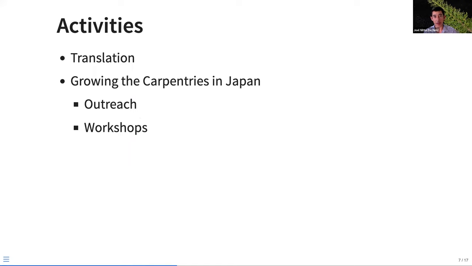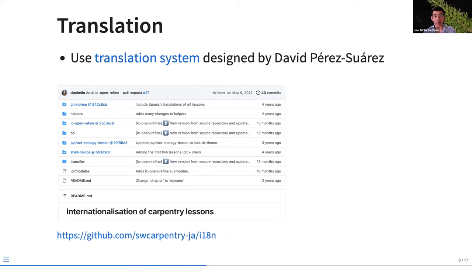So the activities of our community, I would say, really involve two major areas, and that is translation, and then also trying to grow the Carpentries in Japan, because as I said, there was essentially no long-term activities before this. So that includes both outreach and then running workshops. Some of these slides I also presented during the translation panel.